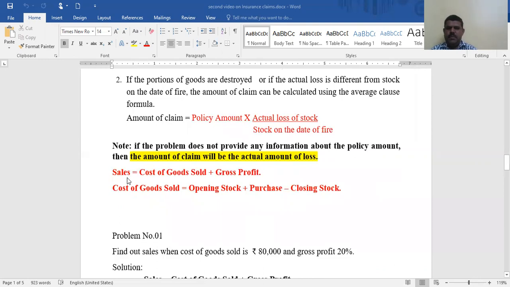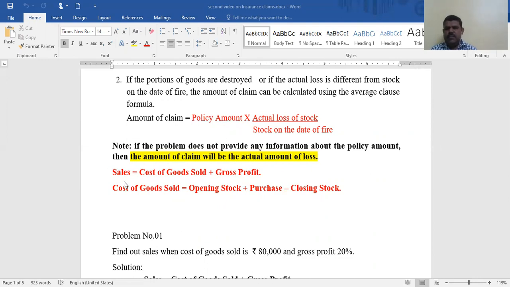Then I've given some small formula-type equations, that is, sales is equal to cost of goods sold plus profit. Nothing but, how do we get the sales? You take your cost, add up the profit, total together, and that becomes the sale amount. Likewise, how to find out cost of goods sold? This formula says opening stock plus purchases minus closing stock. Now these equations will be useful for us while solving the 14 marks problem.